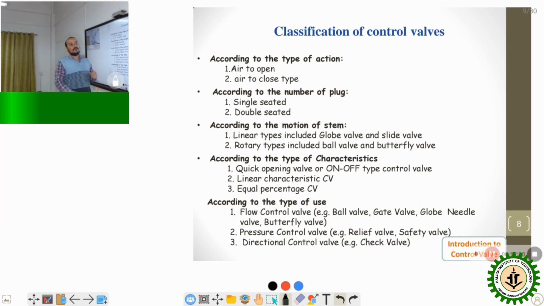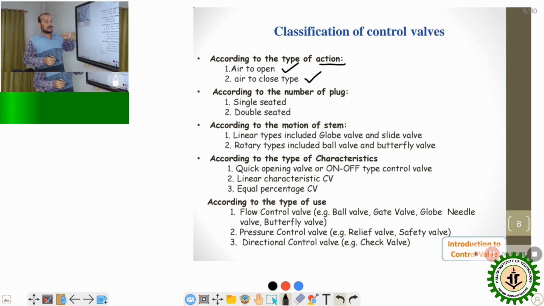Classification of the control valve: if we talk about the classification of the control valve, it is according to the type of action, according to the number of plugs, according to the motion of the stem, according to the type of characteristics, and according to the type of uses. Already we have talked about the type of action, which is here to open and here to close. We have completed this discussion.